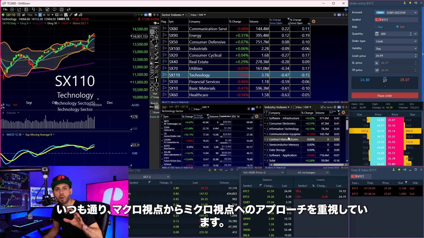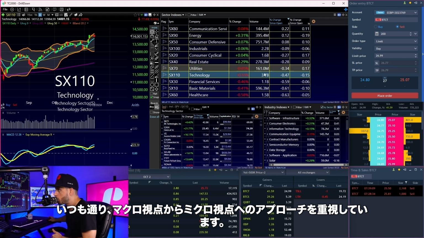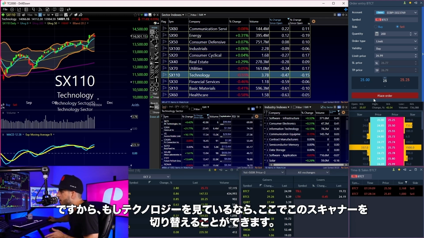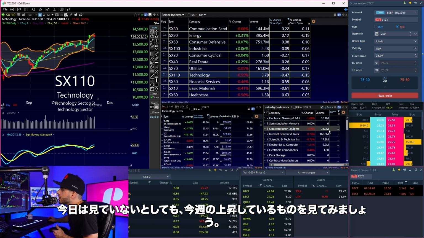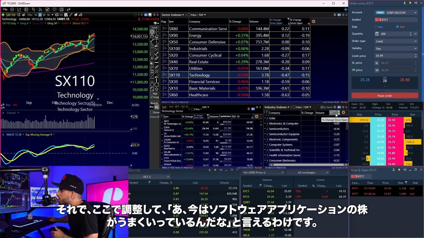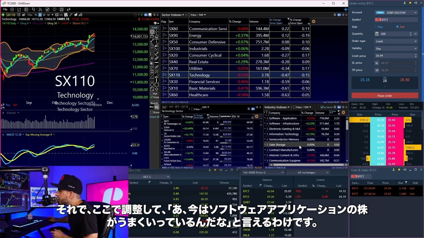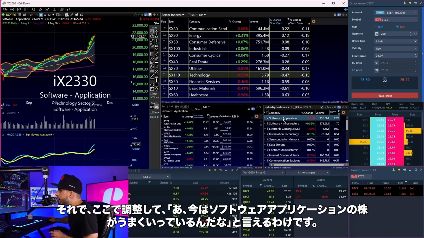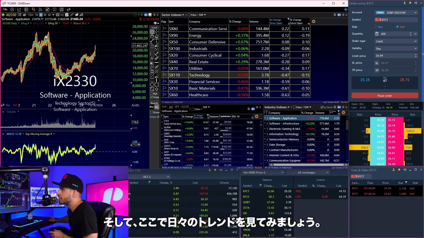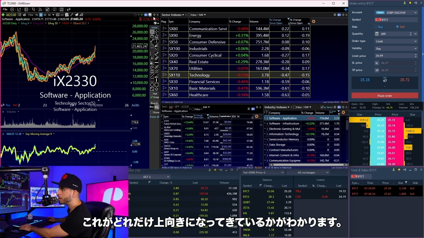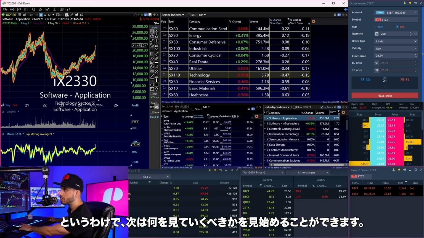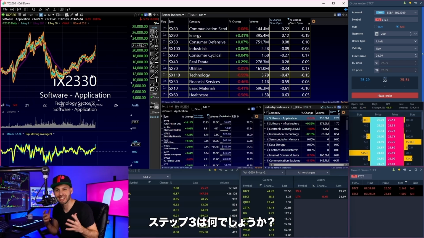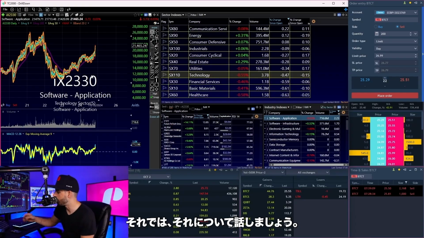Like always, I like to focus on a macro to micro approach. So if I'm looking at technology, I can switch this scanner, let's say not even for the day, but looking at what is up this week. Then I can align it and say, okay, it's software application stocks that are doing well right now. Take a look at the daily trend here. You can see how much this is starting to get to the upside. So with that being said, let's see what step 3 is.